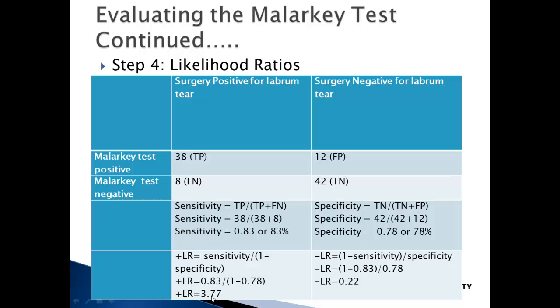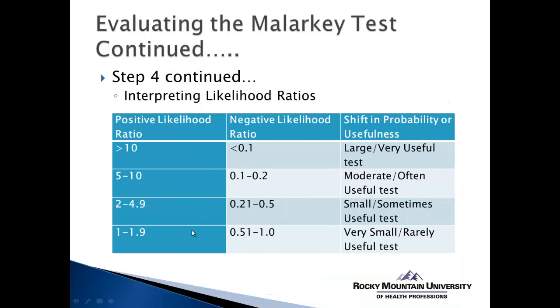If we go back to our previous slide, we had a positive likelihood ratio of 3.77 and a negative likelihood ratio of 0.22. Those both fall in this range, and so there's a small shift in probability. So this test could sometimes be useful in diagnosing the hip injury condition. So we might need to use other diagnostic tests in conjunction with it to kind of confirm the presence or absence of that condition. So hopefully this gave you an idea of how we can use sensitivity and specificity and likelihood ratios to evaluate a diagnostic test.